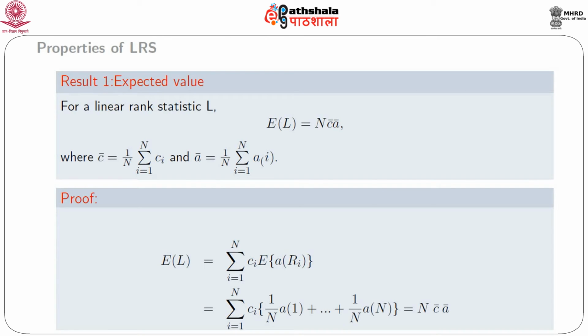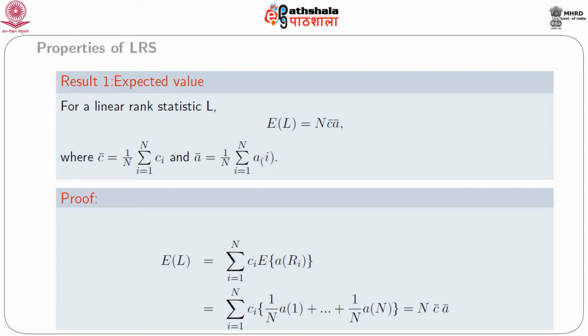So we start with some properties of linear rank statistic. The first result is on finding the expected value of L. For a linear rank statistic L, expectation of L comes out as n times C bar multiplied by A bar, where C bar is nothing but the simple arithmetic mean of Ci's and A bar is the arithmetic mean of Ai's.